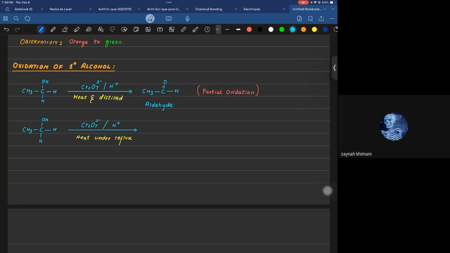If you are going to have heat under reflux, you would be getting carboxylic acid. See the difference, how much the difference is. Carboxylic acid is going to be produced. Okay, carboxylic acid. Done?